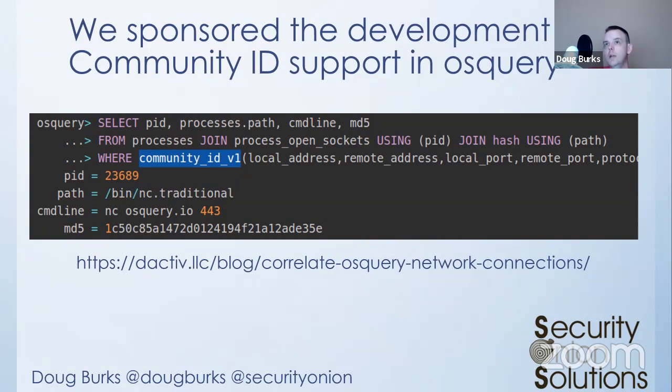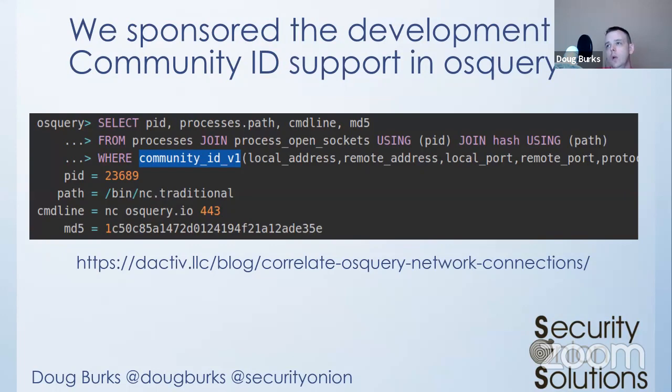Well, with OSQuery, we can actually do that. We sponsored the addition of some community ID support in OSQuery. So if you deploy OSQuery agents, you could run a query like this and say, hey, go and find this community ID value. And it could tell you that that traffic flow came from, in this case, Netcat trying to connect out to osquery.io on port 443. So now we're tying all of that stuff together, right? We're tying back to the host, we're tying back to the process on that host.